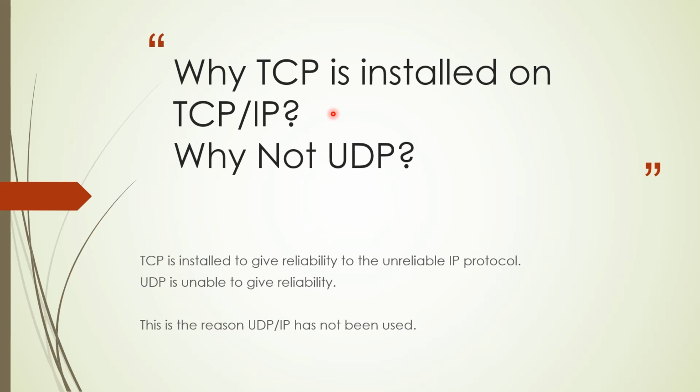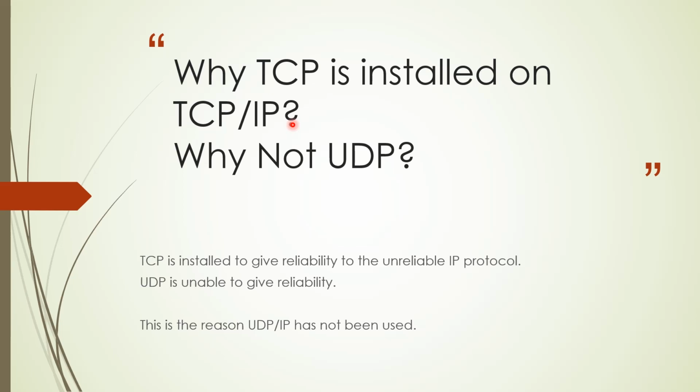The next question is: why is TCP installed on IP? Why do we always say TCP/IP? Why don't we say UDP/IP? There is a reason why TCP only is implemented on top of IP. We already know that TCP is a transport layer protocol, whereas IP is a network layer protocol, and on top of IP we implement TCP.